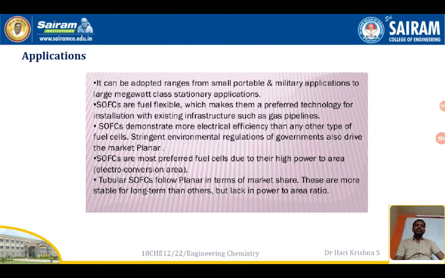As for applications, it can be adopted from very small portable devices like watches, to military applications, to large megawatt class stationary applications. Solid oxide fuel cells are flexible, unlike the methanol oxygen fuel cells, which makes them the preferred technology for installation with existing infrastructure such as gas pipelines. Solid oxide fuel cells demonstrate more electrical efficiency than any other type of fuel cell. They are most preferred due to their high power to area.